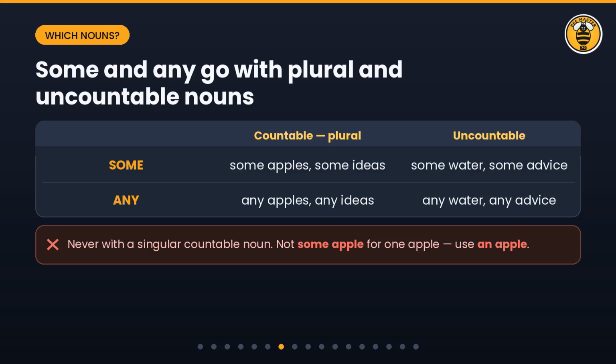Which nouns can follow some and any? 2 types. Plural countable nouns, like apples and ideas, and uncountable nouns, like water and advice. Some apples. Any apples. Some water. Any water. But never a singular countable noun. If you mean one apple, you say an apple, not some apple. This trips up a lot of learners because in many languages the equivalent word works with singular nouns too.